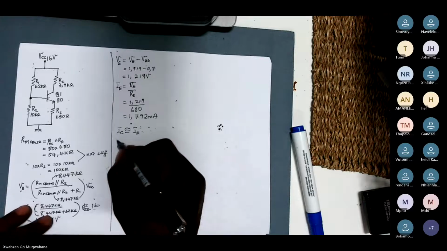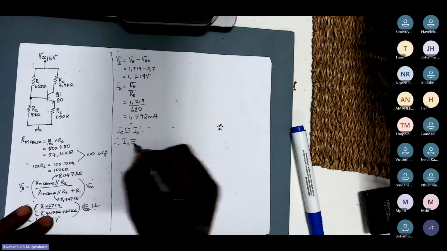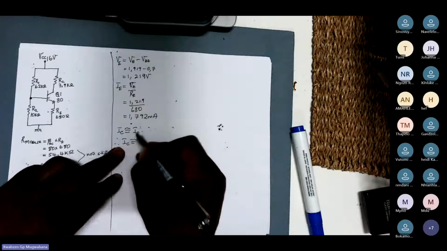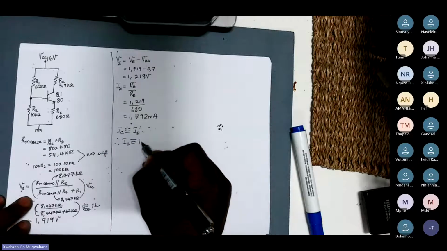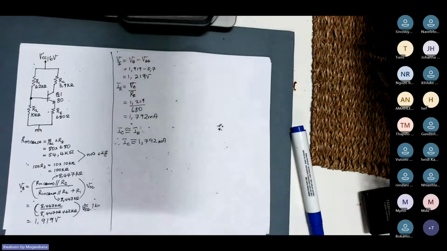Now, therefore, I will go and say IC is equivalent to IE. With this IC equivalent to IE, it's going to be 1,792 milliamps. That is the assumption that I am making because it was not really given to me. If it was given to me, it would be a different story. Because it is not said, I will make that assumption.